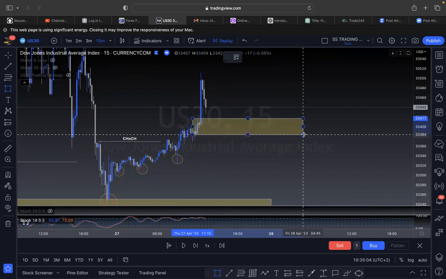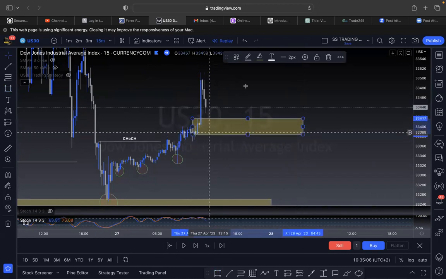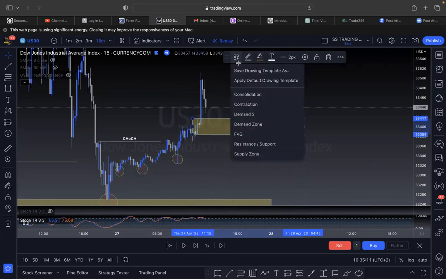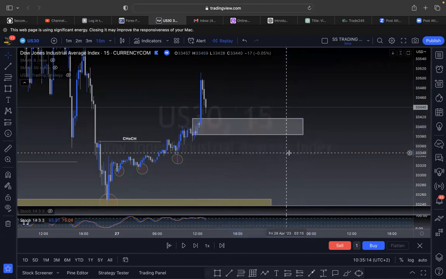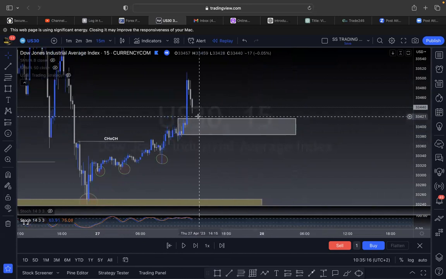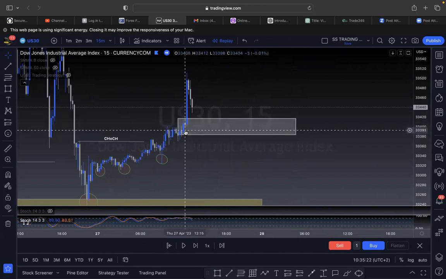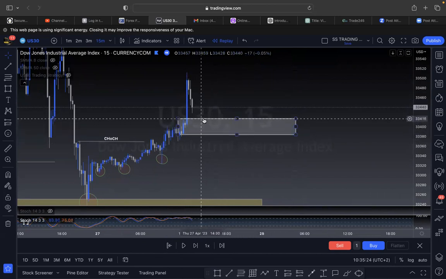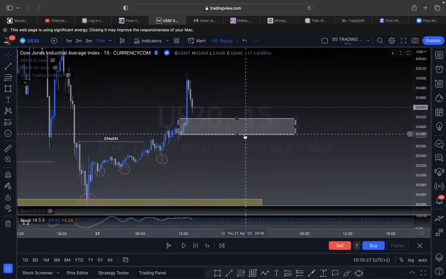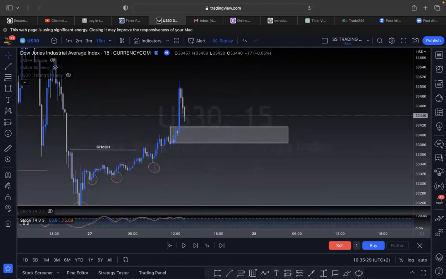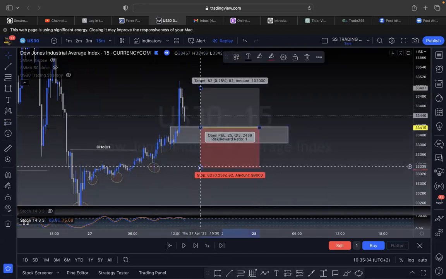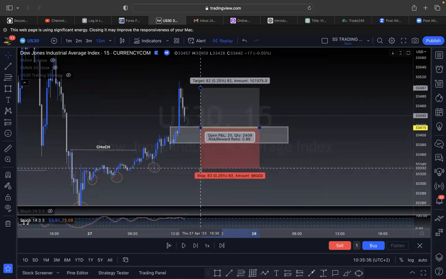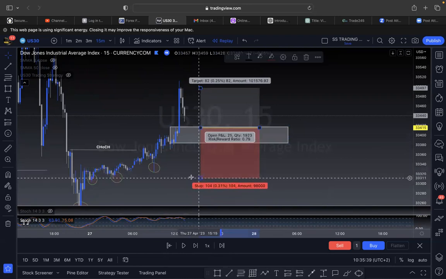So this was the area of demand in that area. Mark that as a demand. So that area of demand up there, you see, that was the area of demand. And I was waiting for price to pretty much come back, tap into this region and run up from there. So you can already start placing your trades or your limits. Stop loss would have been below this low down here.